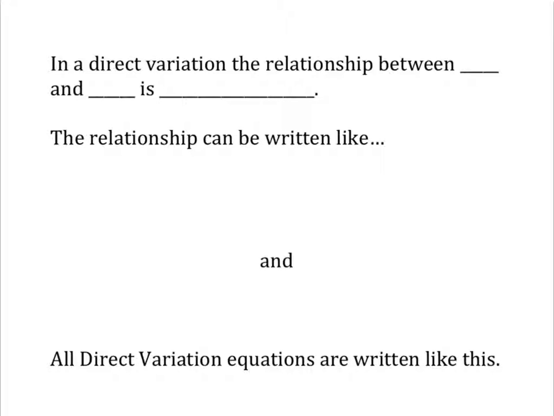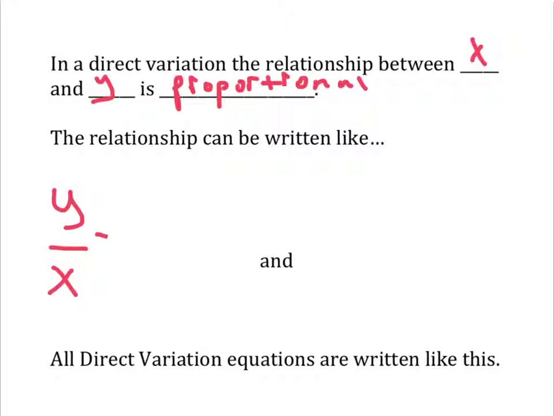In a direct variation, the relationship between x and y is proportional. And that's what we were doing on Friday. We were using those rods to represent proportional relationships. The relationship can be written as y divided by x equals k, or as y equals kx.